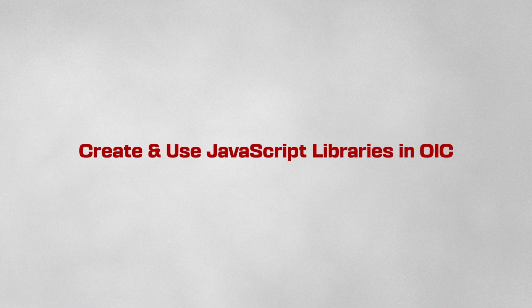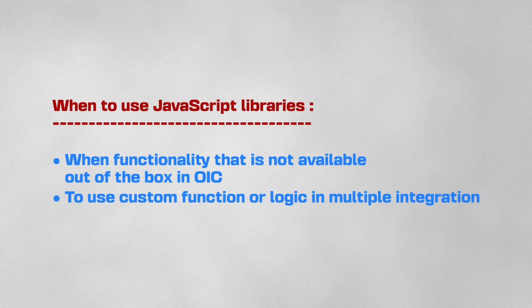In today's video, we will learn how to create and use JavaScript libraries in Oracle Integration Cloud. Sometimes, while implementing business logic, you may need functionality that is not available out of the box in OIC. In such cases, OIC allows you to create user-defined JavaScript functions, package them as libraries, and then use them in your integration.